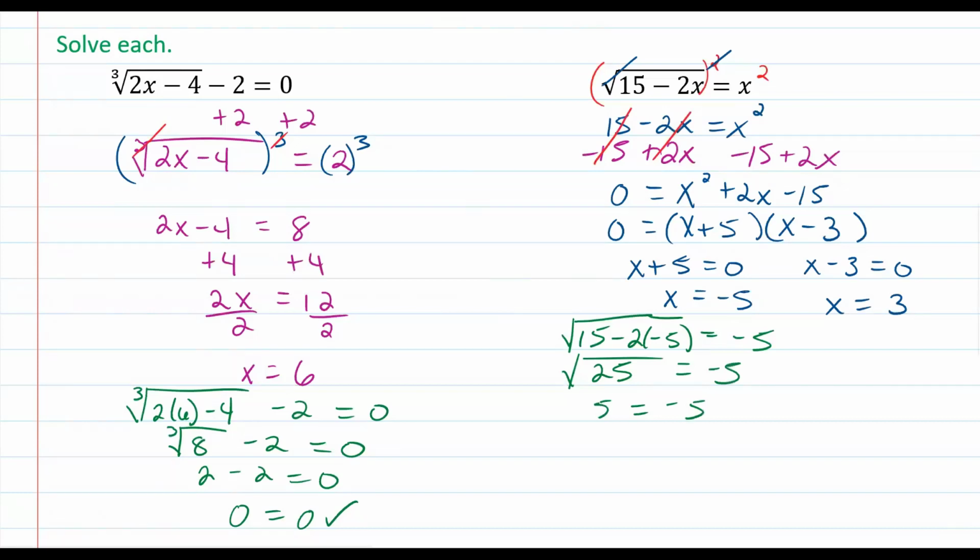Now what you can see is that 5 does not equal negative 5, which means that negative 5 is an extraneous solution. So you would not list negative 5 as an actual answer when you are giving your final answer. Let's check positive 3 because it is possible for both of these to be extraneous. Let's just check to make sure. So we would substitute 3 into the equation. It would be the square root of 15 minus 2 times 3 is equal to 3. 2 times 3 is 6, so it's 15 minus 6, which is 9. So the square root of 9 is equal to 3, and the square root of 9 is 3. So this one checks out.